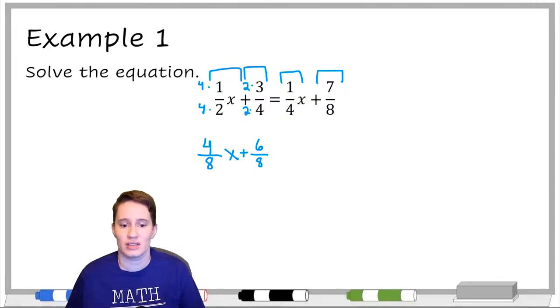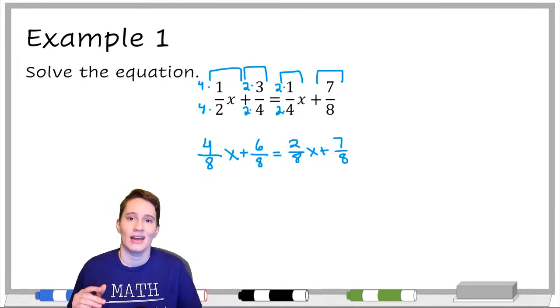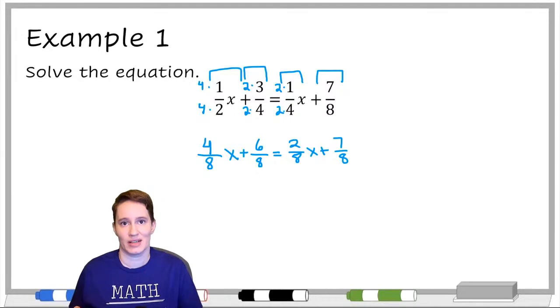Same with this 4, I need to times by 2. You just got to make sure to change the top as well. That's one of the easiest mistakes to make. So 2/8x plus 7/8. So here is the amazing thing that we can do to make this easier. If they all have the same denominator, then we can just get rid of the denominator. And here's why. You can skip this explanation if you're like, I don't care why, I'm glad that we can do it.